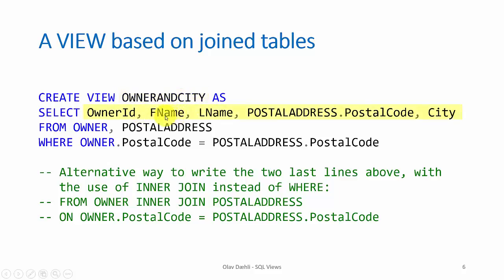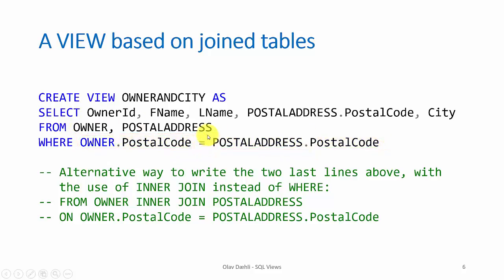And we select the columns owner ID, first name, last name, postal address dot postal code. Here I have a postal code in both the tables, so I need to select the table to reference it, and city. I will get these columns from the 2 tables named owner and postal address. And it will be an equal join based on postal code, which is the foreign key in owner and the primary key in postal address.